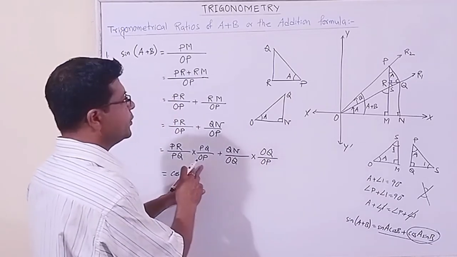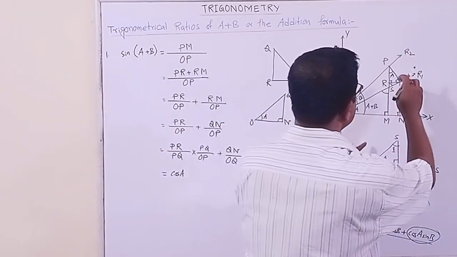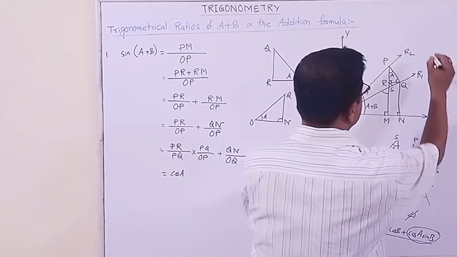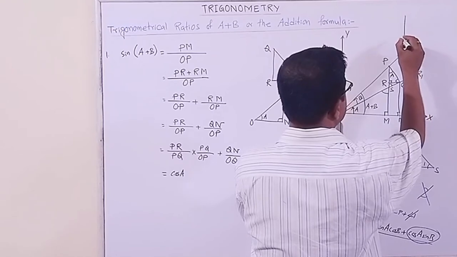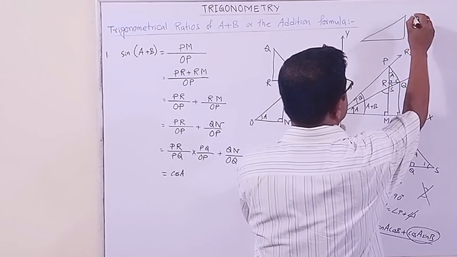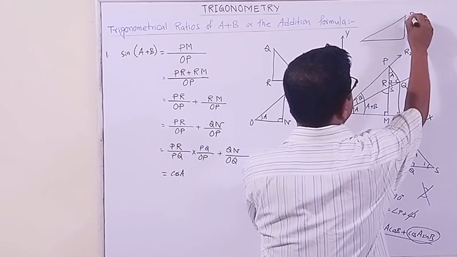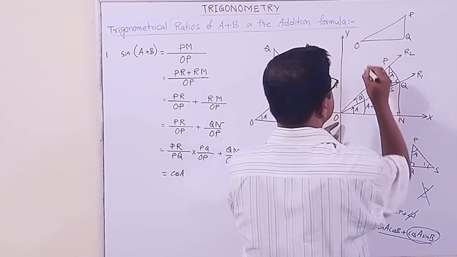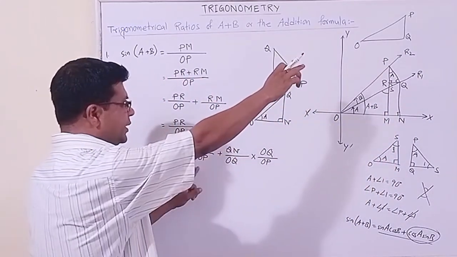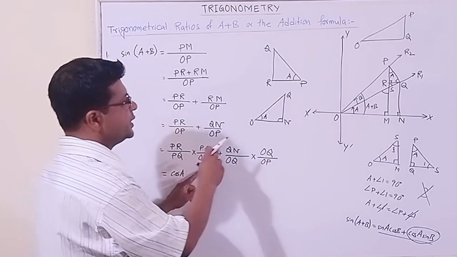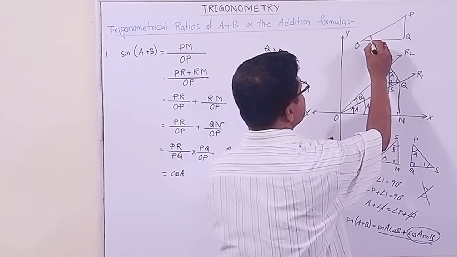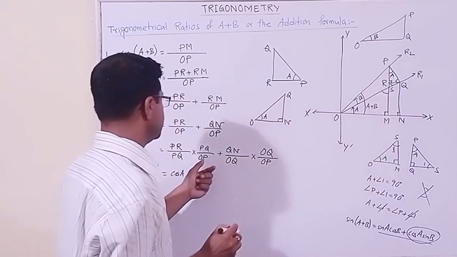Now PQ by OP. Here I will draw the figure, so that you can understand. This is the figure PQO, is it not? In that figure PQO, both the sides PQ and OP are there. But my dear student, you see in PQO, this angle is B.